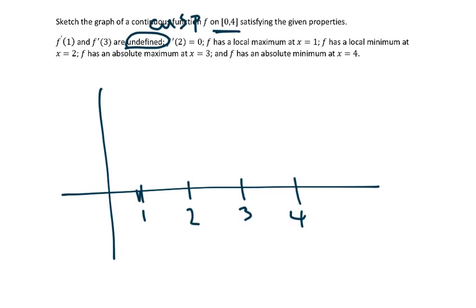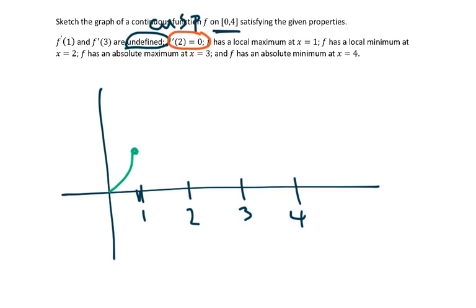f prime of 2 equals 0 is the next one here, so that probably means there is a max or a min somewhere around there because the derivative is 0 at that point. Then it says f has a local max at 1. So that's going to be one of the higher points, so let me use a different color here. So I'm going to put something here. It's a local max, but it's undefined, so it's probably going to be a cusp of that sort, like that.